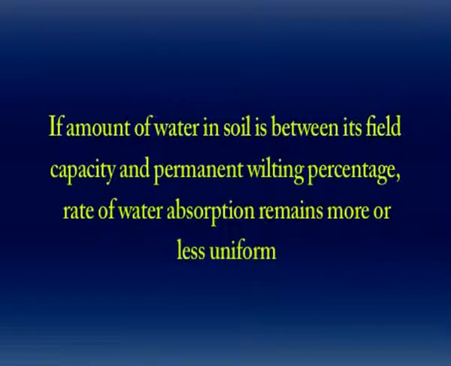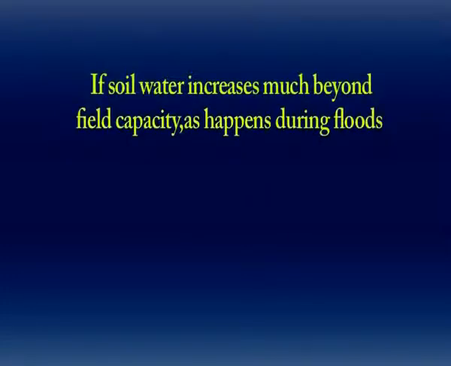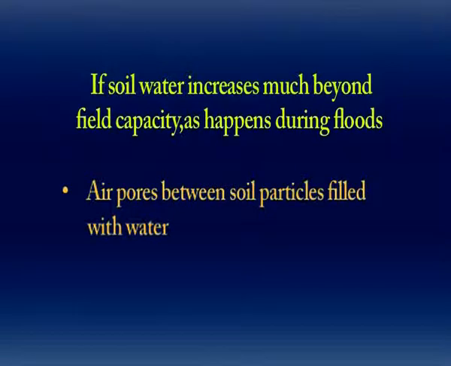If the amount of water in the soil is between its field capacity and permanent wilting percentage, the rate of water absorption remains more or less uniform, but a decrease in soil water below the permanent wilting percentage causes a decrease in absorption of water. If the soil water is increased much beyond the field capacity, as happens during floods, the air pores between soil particles are filled with water and water absorption stops.